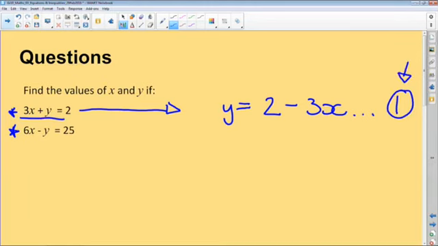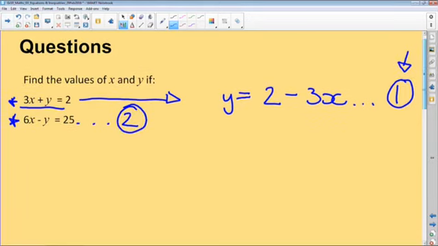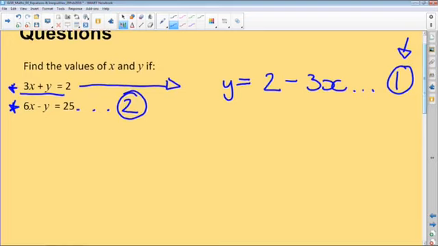This is the name I've given to the equation. Now if this one is called number 1, the second equation I'm going to call number 2. And the reason I've done that is because mathematicians are lazy and we only want to write down small sentences. And this small sentence is going to say subs 1 into 2.